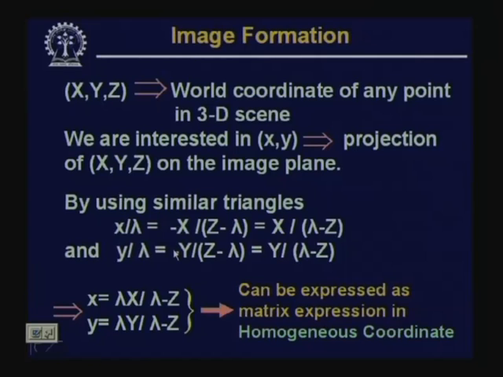Here, by using similar triangles, we can find an expression that lowercase x by lambda is equal to minus capital X by capital Z minus lambda, which is nothing but capital X by lambda minus Z, and y by lambda, in the same manner, is given by capital Y by lambda minus capital Z. So, from this I can find that the image coordinate x is given by lambda X by lambda minus capital Z. Similarly, the image coordinate y is given by lambda capital Y divided by lambda minus capital Z.